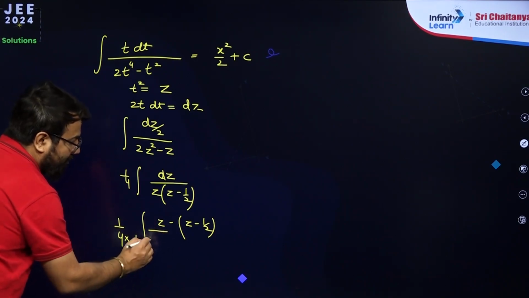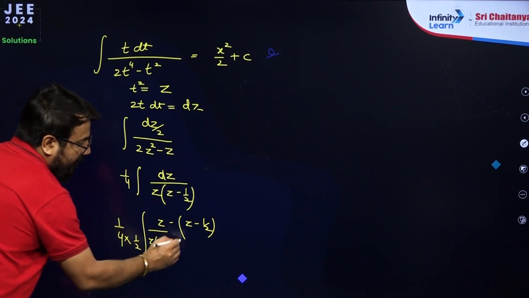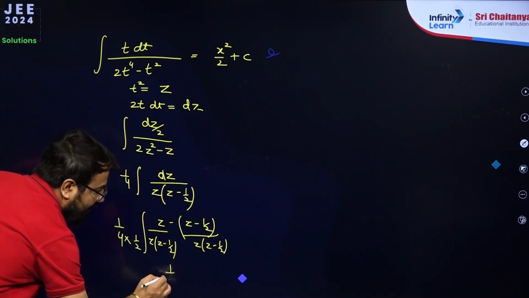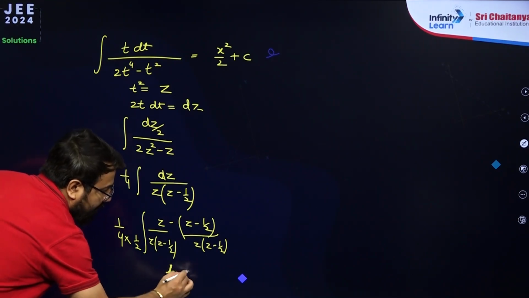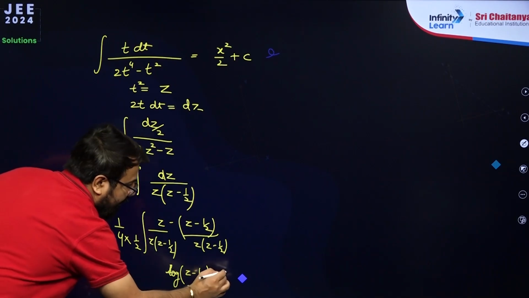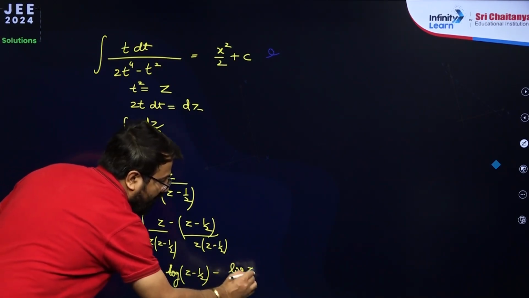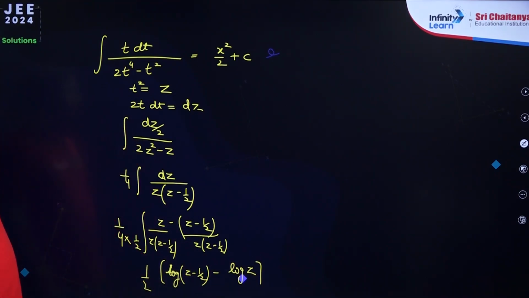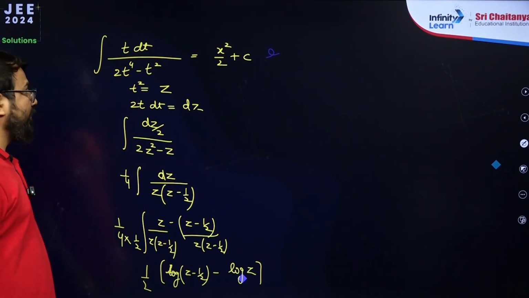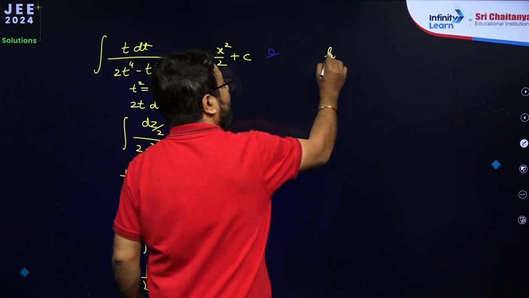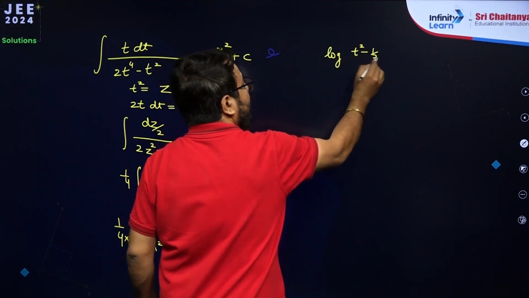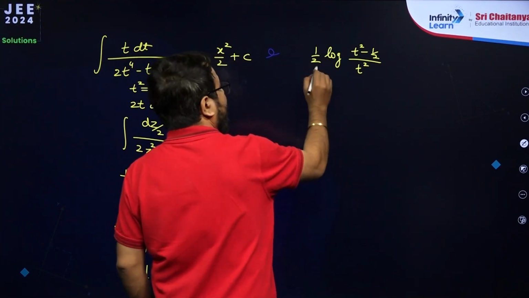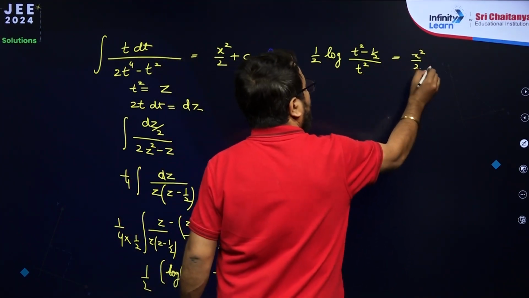Now if I try to divide them individually, that will be actually integration by partial fractions. It will be 1 upon z minus half, which gives log of z minus half, and here it will be 1 upon z, which gives log z, and this is being multiplied with 1 over 2. I want to place the value of z as t square. So ultimately I will be able to write log of (t square minus half) whole divided by t square, multiplied by half, equals x square by 2 plus c.